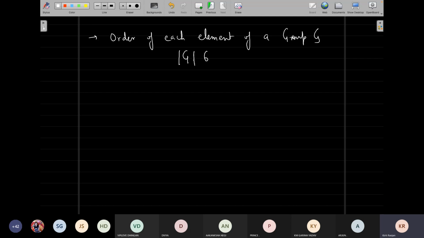So now think about this. If I ask a question, order of each element of a group G. So आपको हमने एक करा था order of a group and order of the element. Remember, order of the element can be of many numbers, whereas the group of course will have a unique number. So now can I ask you what could be the possibilities for order of each element of a group G? So let's say group G has 6 elements. So mod G is equal to 6. What is the possibility of order of each element?